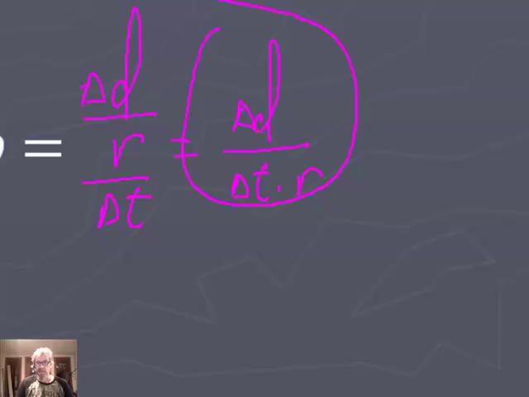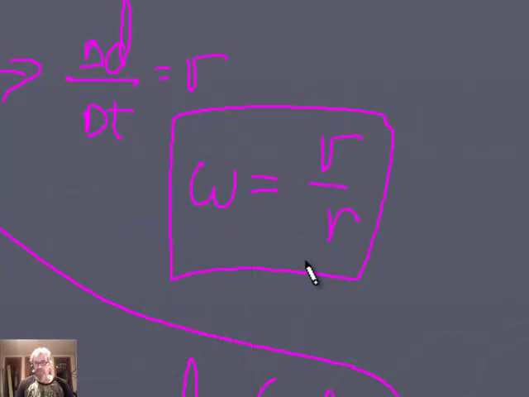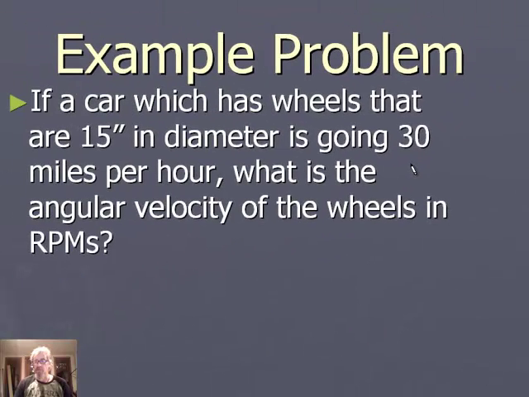And that's another relationship that you might want to consider putting in the toolbox. Omega is V over R, ties together the linear speed and the rotational speed. So the linear speed of a point anywhere on the rotation compared with that radius has a relationship to omega. So here's an example problem that makes use of this. A car has wheels that are 15 inches in diameter and it's going 30 miles an hour. What's the angular velocity of the wheels in RPMs?